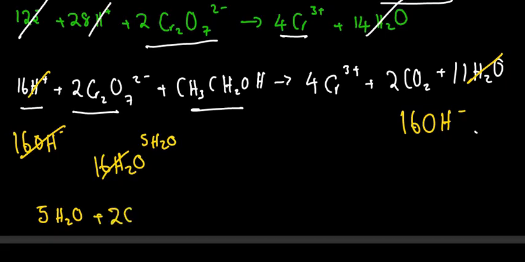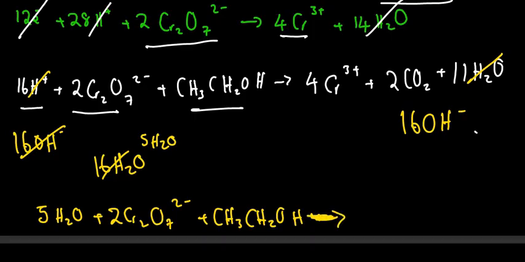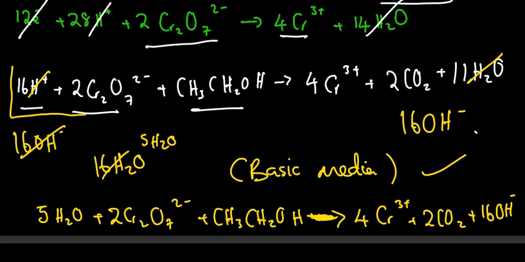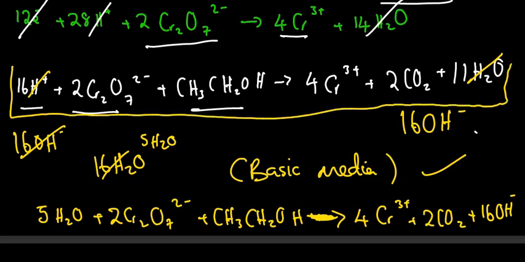Then plus 2 Cr2O7 2 negative, plus CH3CH2OH. Then this is going to give us the 4 chromium 3+. Then you have 2 carbon dioxide molecules. Then you have 16 hydroxide ions. So this now has been balanced in a what? In a basic media. Then you get done, you leave it there. If they wanted it in basic media, we would have concluded and left it here. But if they wanted it in acidic media, we would have left it off here when we had this thing that we got. This is in acidic media.